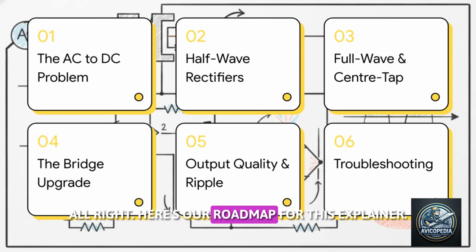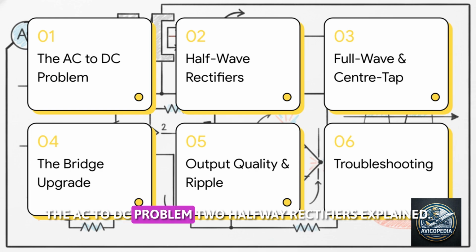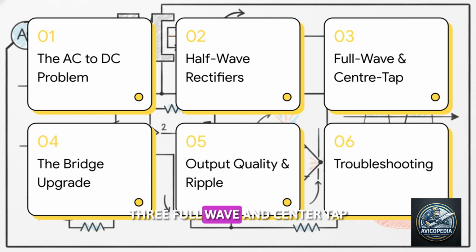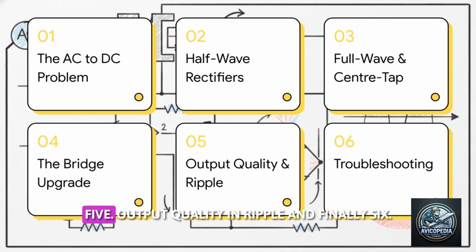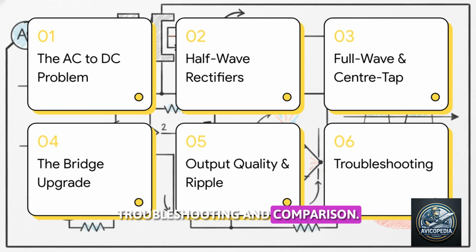All right, here's our roadmap for this explainer. We'll be covering 1. The AC to DC problem. 2. Half-wave rectifiers explained. 3. Full wave and center tap. 4. The bridge rectifier upgrade. 5. Output quality and ripple. And finally, 6. Troubleshooting and comparison.